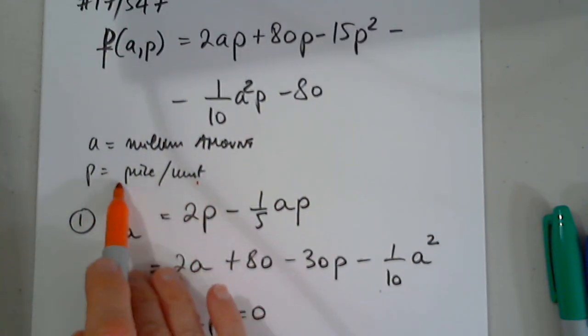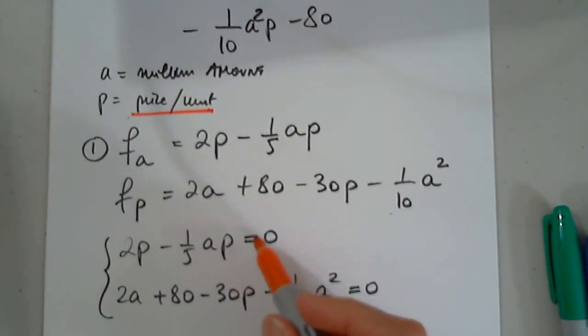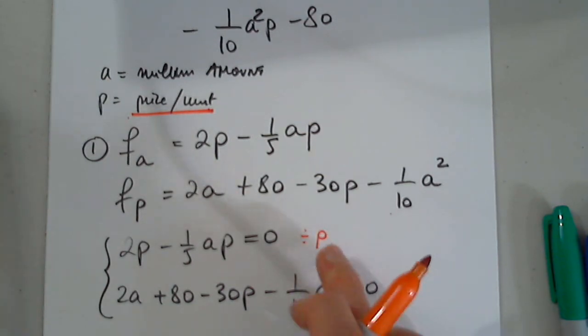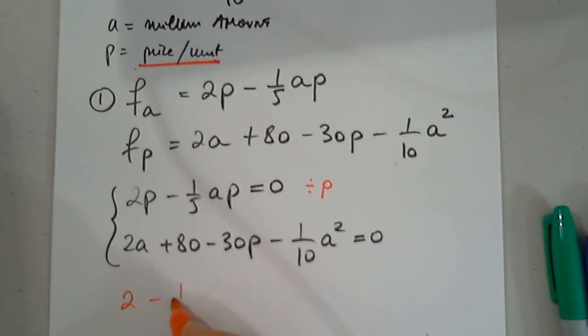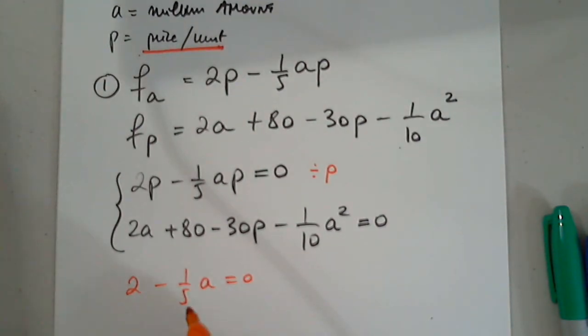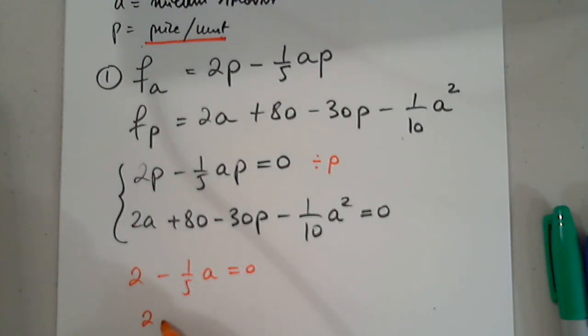p cannot be 0. So if p cannot be 0, I can divide both sides by p. So when I divide both sides by p, I get 2 minus 1/5 a equals 0. Oh, it's quite nice now, I see. So 2 equals 1/5 a, multiply both sides by 5, a is 10. Quite nice.